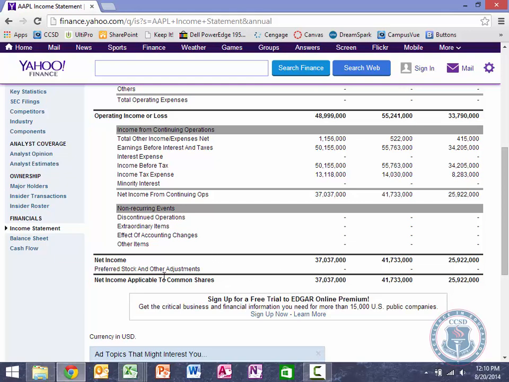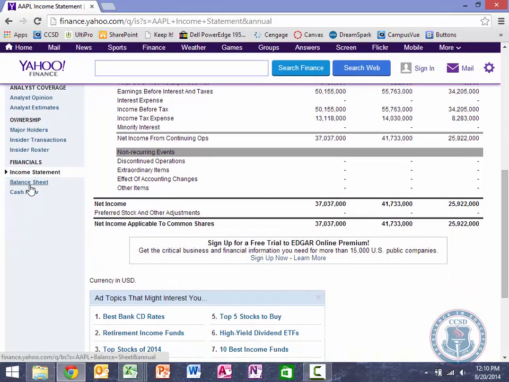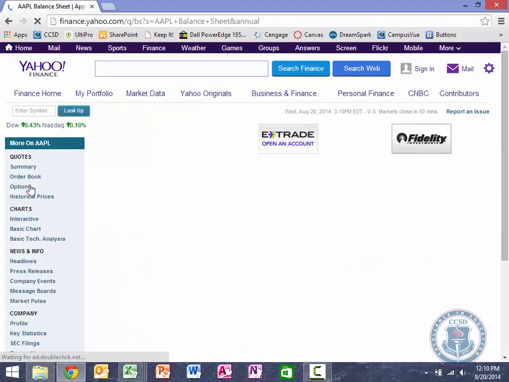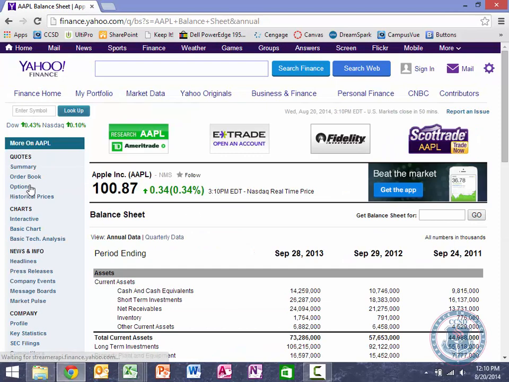Let's go to the balance sheet. I'm probably going to compare the balance sheets. So we have three years of the balance sheet. Remember, it's cumulative. The balance sheet doesn't reset every year. It's the same thing every year. We're just doing what happened in that year. So assets.